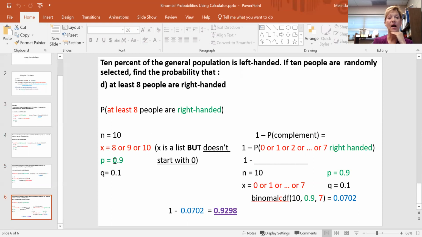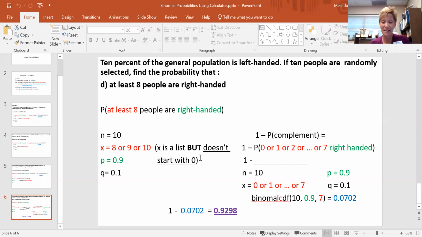Okay. Now, my P is my category in the parentheses. So this time my category is right-handed. So that's why it's 0.9, because 90% are right-handed. 1 minus 9/10 is 1/10. So do you understand where I got these numbers from? Now, I can't use the P key because I've got a list, but I can't use the C key either because my list doesn't start with 0. So the P is for one number. The C is for a list that starts with 0. So I'm stuck. So how am I going to do this problem?